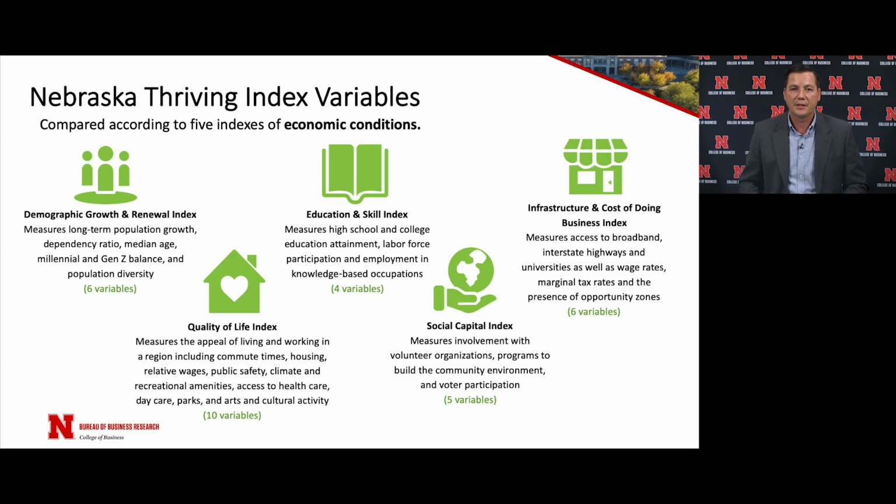We have the Education and Skill Index. You can see the 4 variables that go into that index. Infrastructure and Cost of Doing Business Index, there are 6 variables that you can see. Quality of Life Index, there are 10 variables that comprise this index. And the Social Capital Index, there are 5 variables that go into this index.